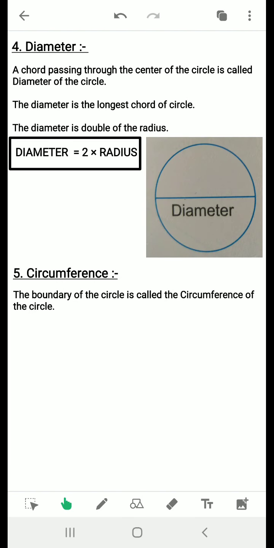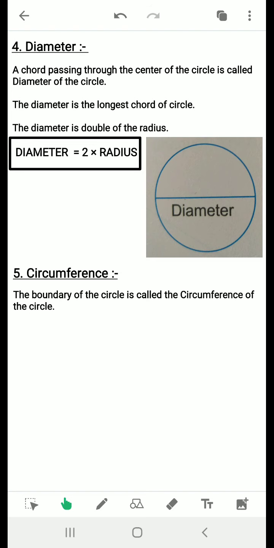Next thing is the diameter. A chord that passes through the center. This is a type of chord. Diameter is also a chord, but it is a special type of chord that will pass through the center of the circle. It will divide the circle into 2 equal parts. It passes through the center of the circle, that is called the diameter of the circle.